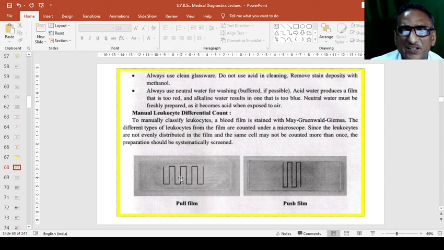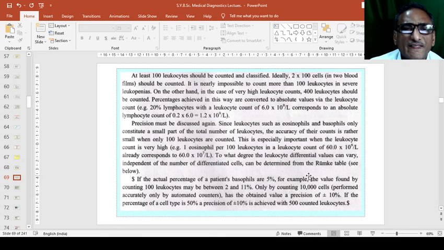So this is a pull film and this is a push film. The pull film is giving a clear and spread picture, whereas the push film is giving a dense picture. So at least 100 leukocytes should be counted and classified. Then ideally 2 times 100 cells should be counted. It is nearly impossible to count more than 100 leukocytes in severe leukopenias. On the other hand, in the case of very high leukocyte count, 400 leukocytes should be counted. So this gives the total percentage of the cells.